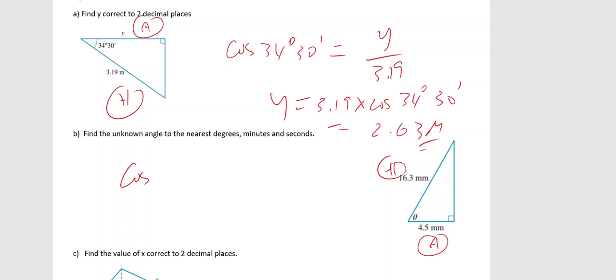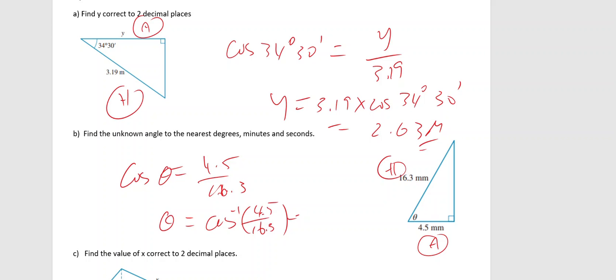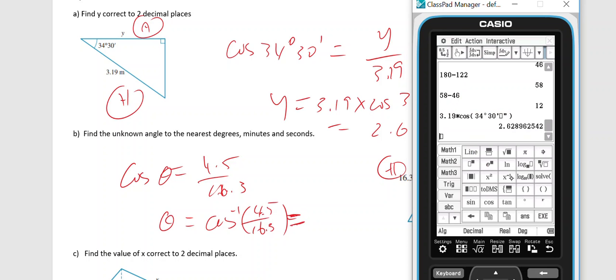So cos of theta equals adjacent over hypotenuse, 16.3. So theta equals inverse cos of 4.5 divided by 16.3. I do advise you to write your working out, because if you get the answer wrong and I've got nothing there, then you'll get 0 for the question. Okay, so just be careful. So go inverse cos 4.5 divided by 16.3. Make sure in degree mode.